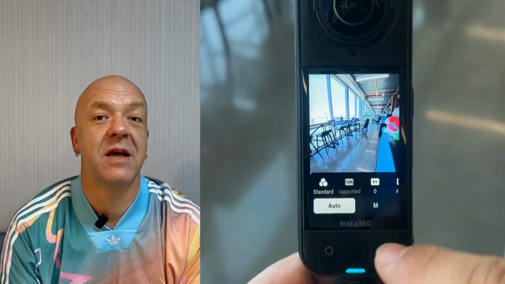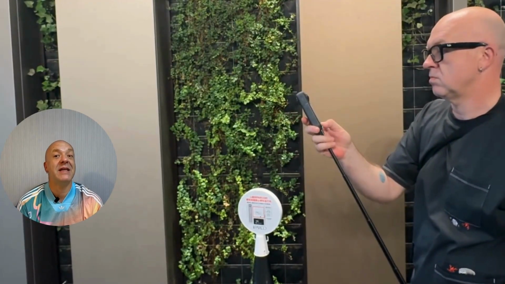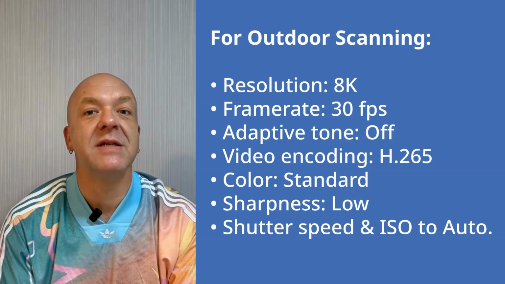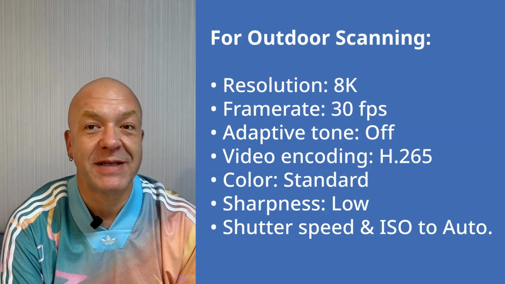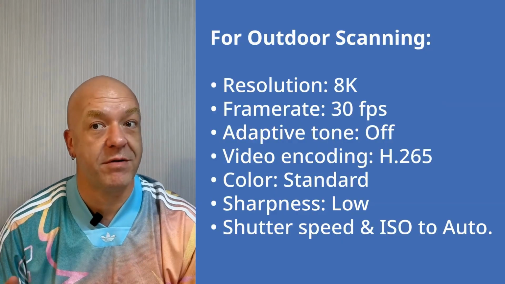The first thing that we're going to do is set up your gear. All you need is a 360 camera and an invisible stick. For outside captures like I'm doing today, keep the camera at 8K, 30 frames per second, standard color, and set the ISO and shutter to auto.